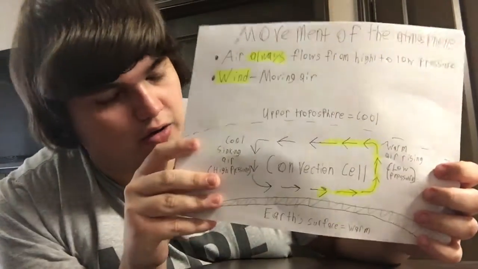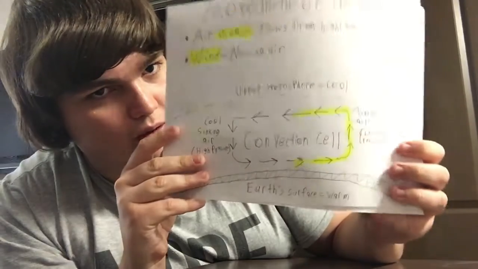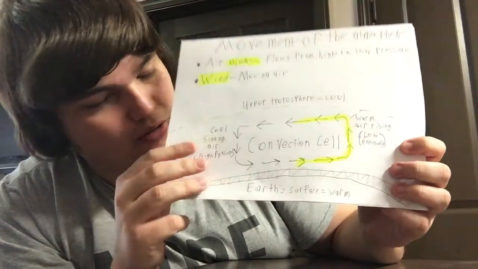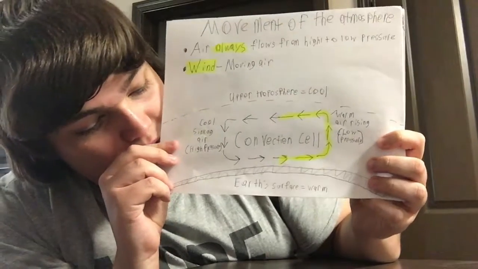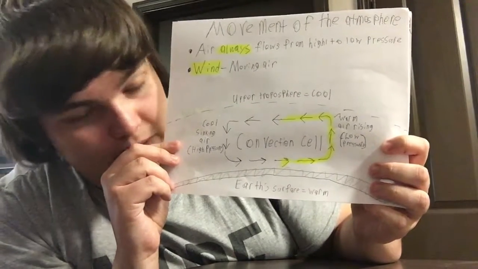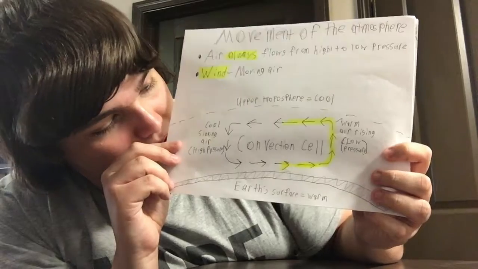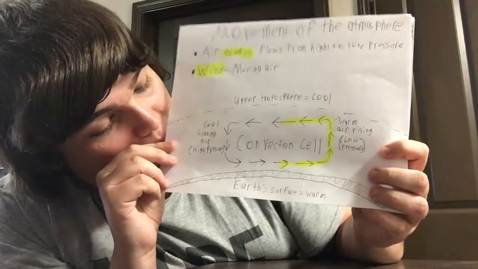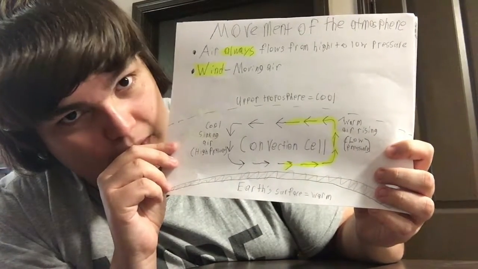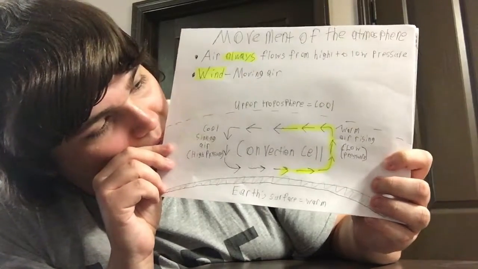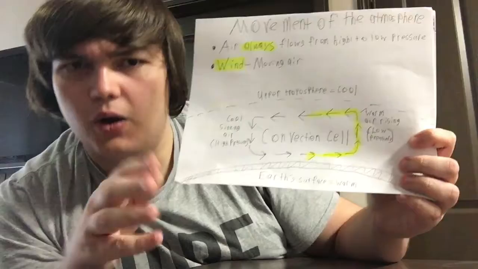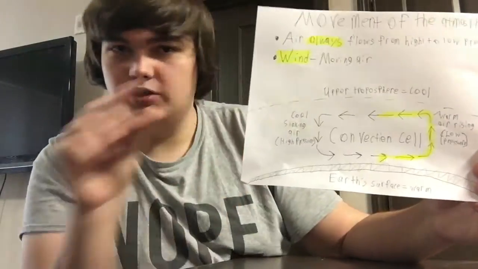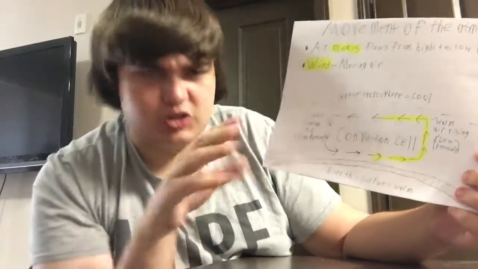Now, as you can see here, I've drawn a convection cell of the Earth, a convection cell in between the Earth's troposphere and the Earth's surface. The Earth's surface is warm and the upper troposphere is cool. Now, the important thing to keep in mind is that cool air is always high pressure, while warm air is always low pressure. This is important because air always flows from high to low pressure. Just an important thing to keep in mind.